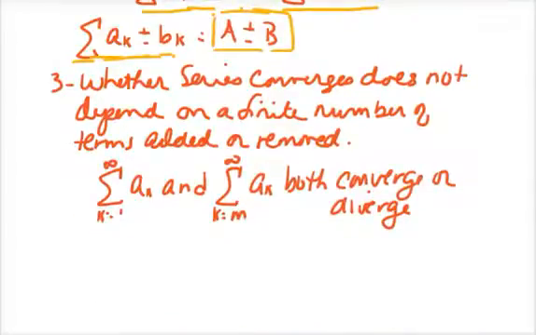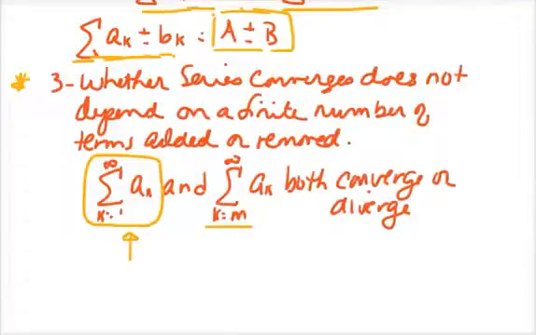Whether a series converges, and this is probably the most important one that you may not realize, does not depend on a finite number of terms added or removed. So here you have your infinite series AK going from k equals 1 to infinity. If I drop a few terms and start at m, it's still going to converge or diverge based off of going from 1 to infinity. So removing or adding a few terms doesn't change the convergence or divergence of a series.